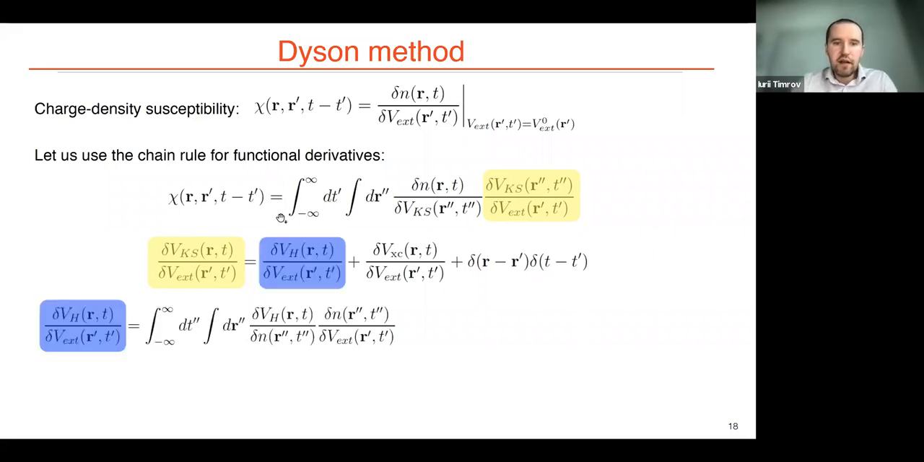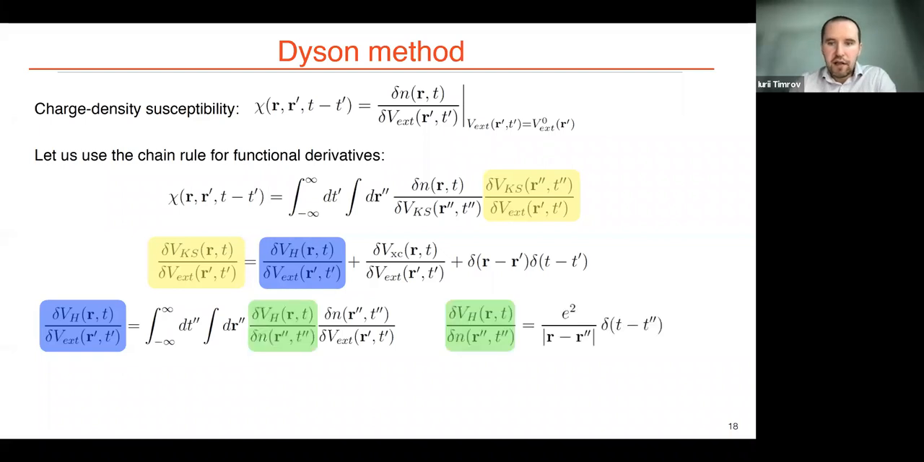And next, the derivative of the Hartree part can be further written using the chain rule. So we write delta V Hartree with respect to the density, and density with respect to the external potential. But what we obtain now is very interesting because, not yet, sorry, just wait a moment. So one more comment: for delta V Hartree with respect to the density, we know the expression for the Hartree potential, that it depends on the density, so we can evaluate this derivative, and it's simply charge to the power of 2 times the Coulomb potential and a delta function for time.